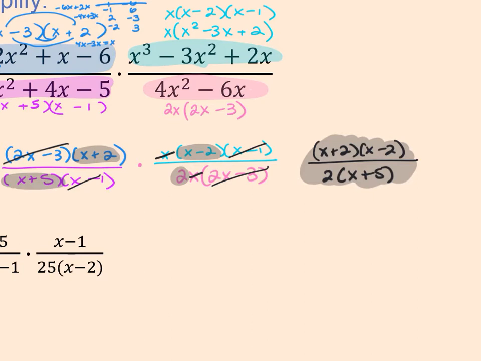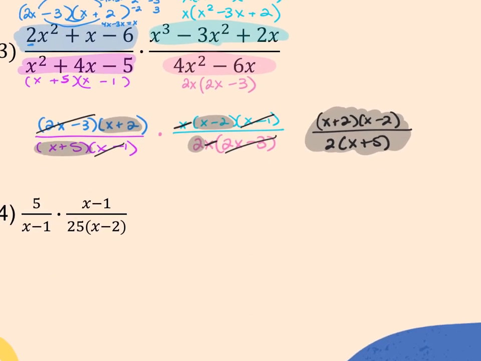Questions on that one? So that's pretty much as complicated as they get with multiplication. You could have to factor all 4 parts. If nothing cancels, I would go back and check your factoring, right? Because usually things are going to cancel.